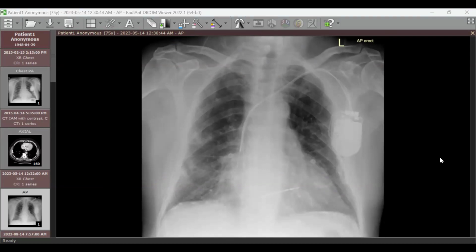This is an erect frontal view chest X-ray of a skeletally mature patient. It is technically acceptable and seems to be of good ventilation. There is an obvious pacemaker implanted in the left upper chest, with pacemaker leads that seem to be bi-lead.